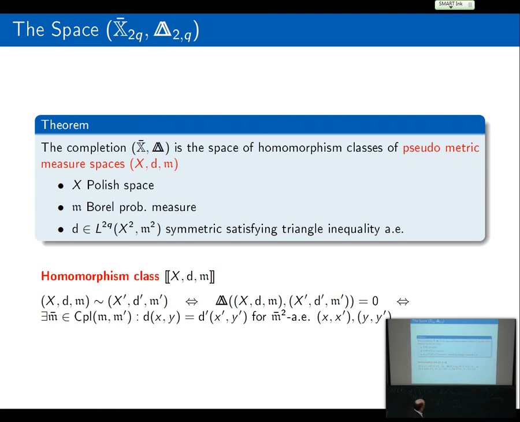I just want to distinguish this from the metric measure space which I have defined by saying that this D is the metric for the Polish space. I call this a pseudometric measure space because D is not a Polish metric. It's not really a metric. D is just a function.